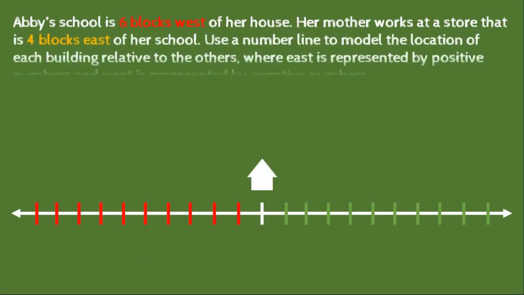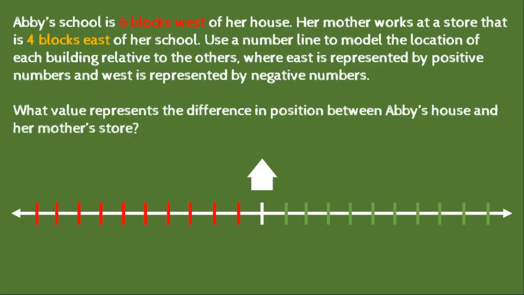And for our last example, Abby's school is 6 blocks west of her house. Her mother works at a store that is 4 blocks east of her house. Use a number line to model the location of each building relative to the others, where east is represented by positive numbers and west is represented by negative numbers.